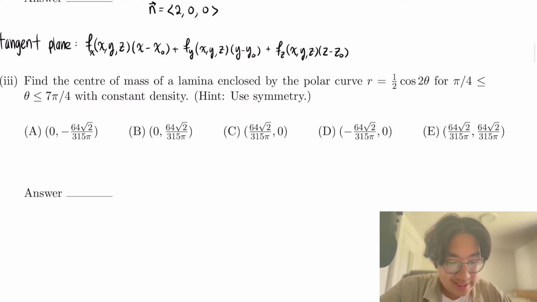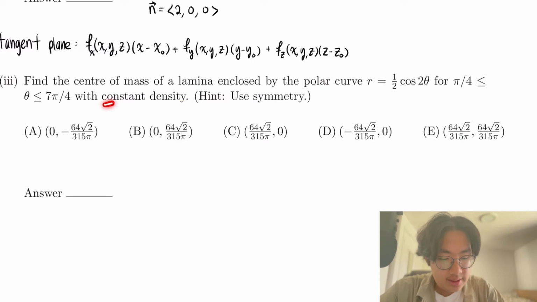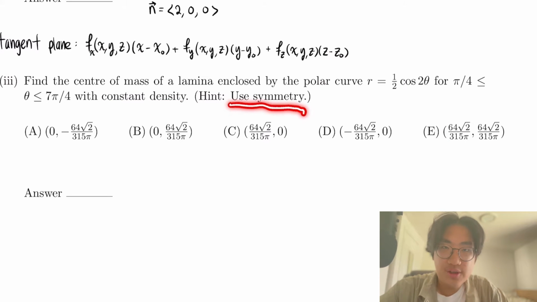Right, next question, find the center of mass of a lamina enclosed by the polar curve, r is equal to 1/2 cos of 2 theta, for theta between pi over 4 and 7 pi over 4, with constant density. So this right here is a pretty important part. This part here, symmetry, is also pretty important. So when I was doing this question myself, I completely choked on this question. I could not figure it out. But after seeing the solutions, it kind of made sense, and I'll try to explain it as clearly as possible.